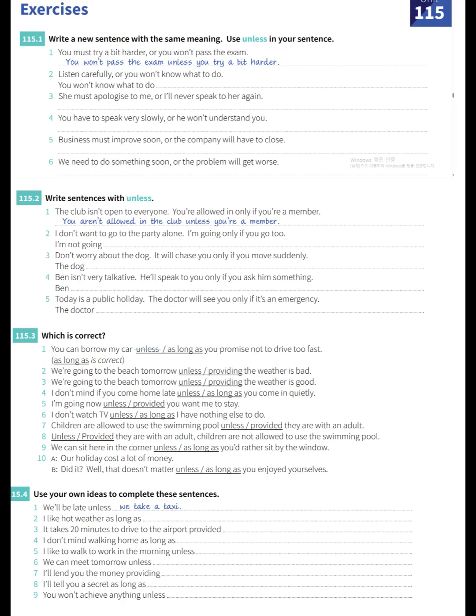The club isn't open to everyone. You're allowed in only if you're a member. You aren't allowed in a club unless you're a member.